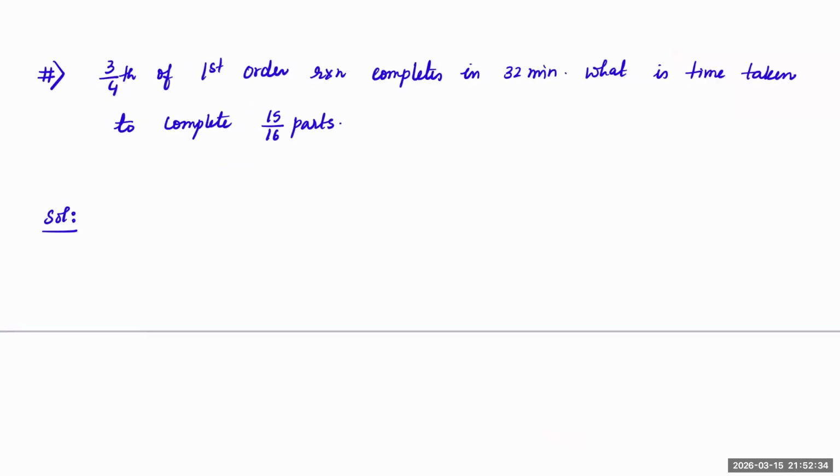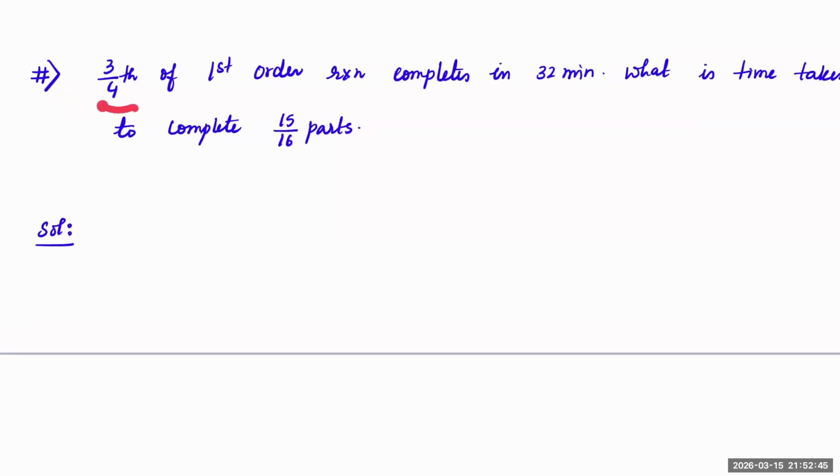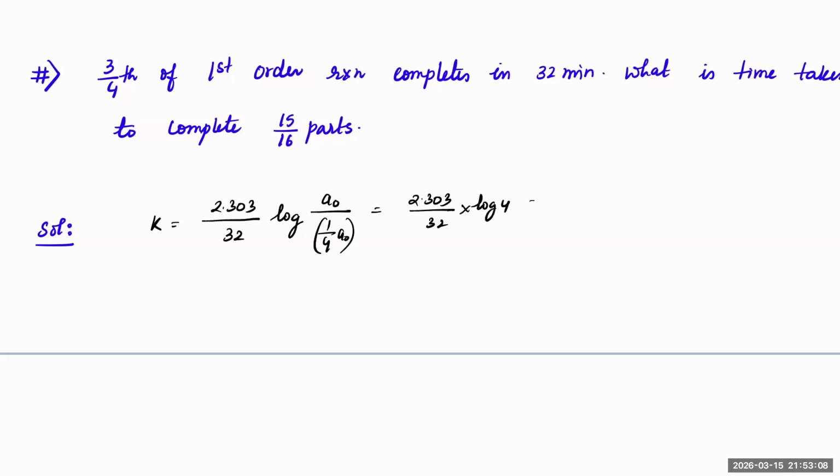In the second question, 3/4 of the first order reaction completes in 32 minutes. What is the time taken to complete 15 by 16 parts of it? Okay. So we use this first case to calculate the K value. So K is equal to 2.303 by time taken, which is 32, log of A naught by 1 by 4 times of A naught, because if 3 by 4 is completed, 1 by 4 is left. So 2.303 by 32 into log of 4. Right? So that is equal to 2.303 into 2 log 2 by 32.